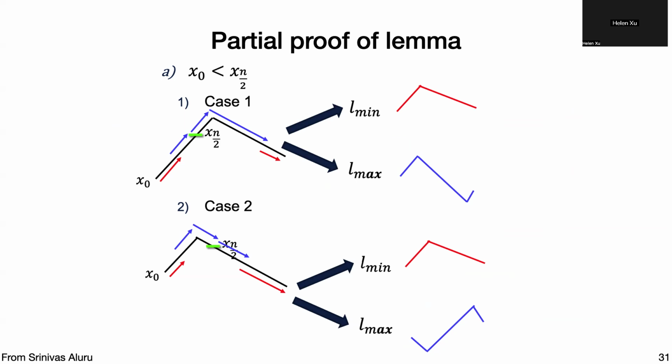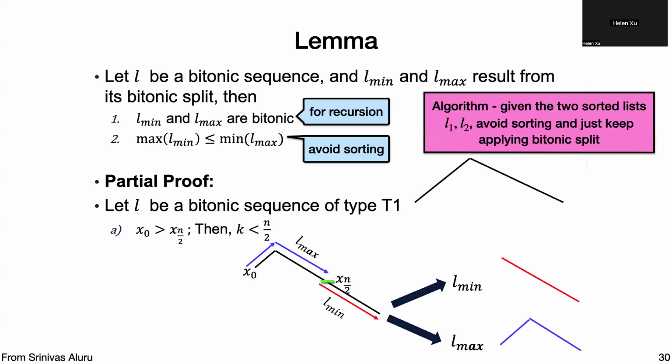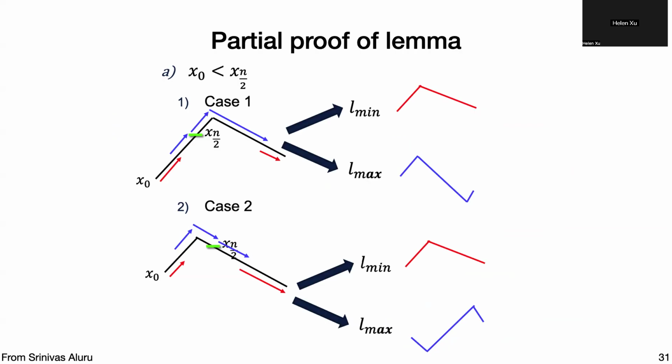So case 2 is... Oh, yes. Okay. There are two cases under x0 is less than xn over 2. The first case is that the inflection point is after. The second one is that the inflection point is before. And then you make a similar argument like this. You will not have to prove this on your homework. It's just for illustration.